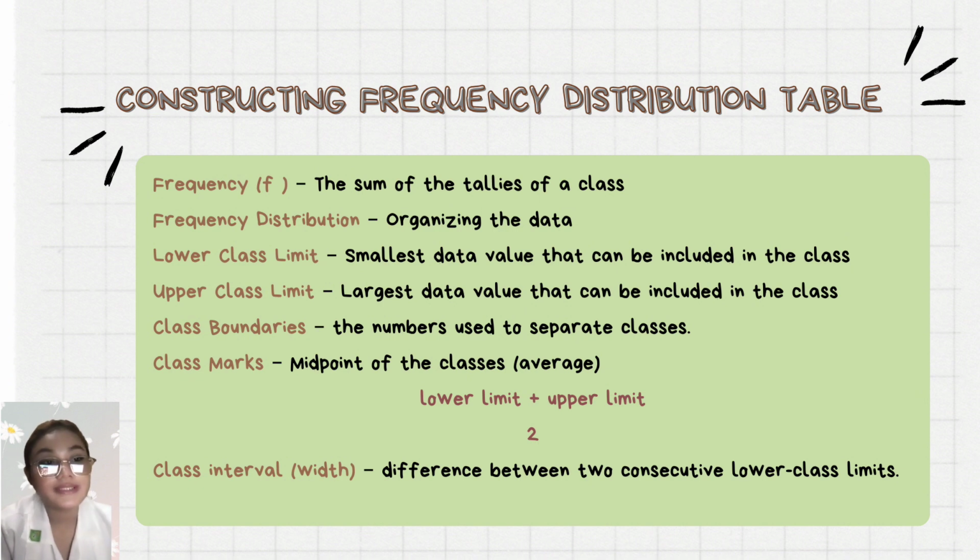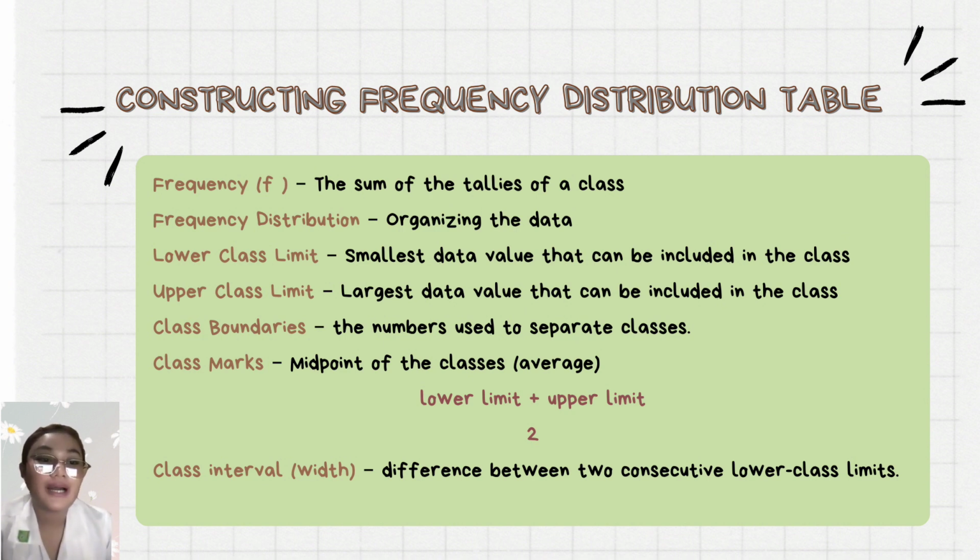So, class boundaries is no gap in the frequency distribution. As I said earlier, the upper limit and lower limit are connected here. So, class mark. Class mark is the midpoint of the classes, or the average. How do we get the class mark? So, our class mark is the lower limit, which is connected in the class boundaries, lower limit plus upper limit, divided by 2. You will get the class mark.